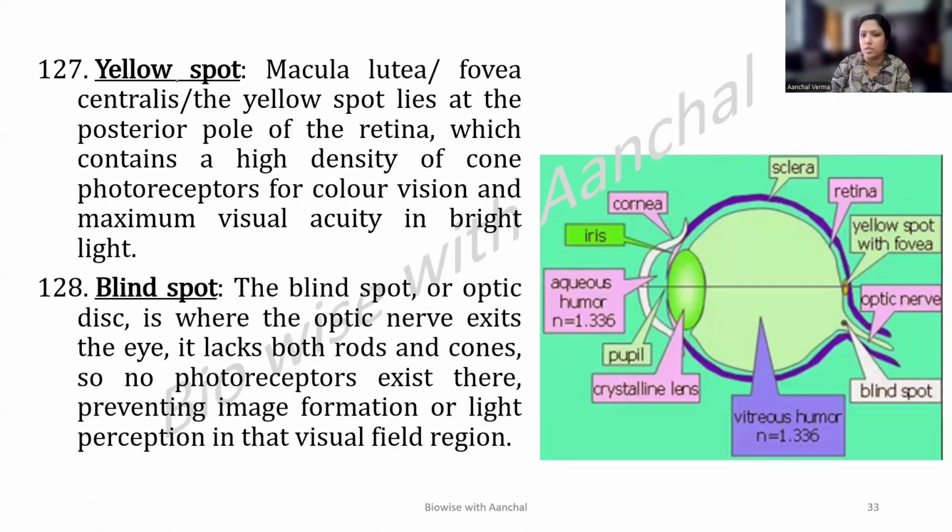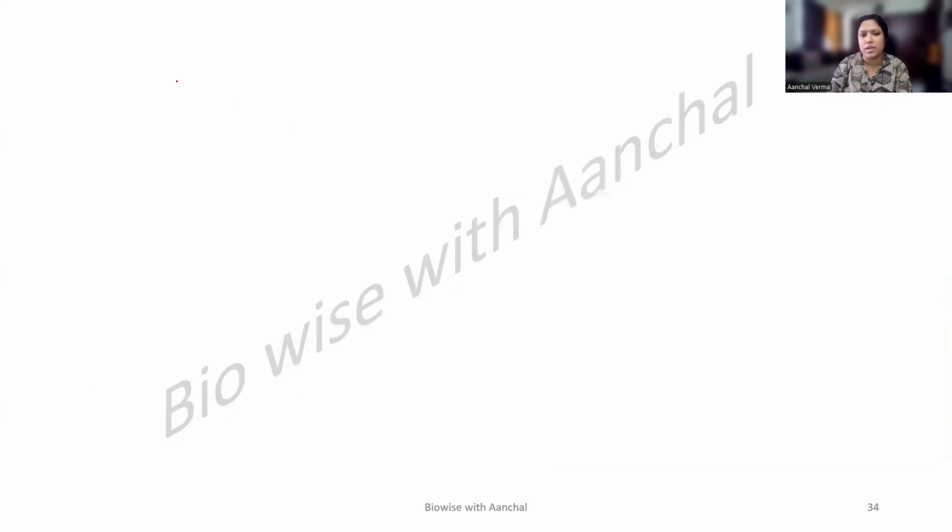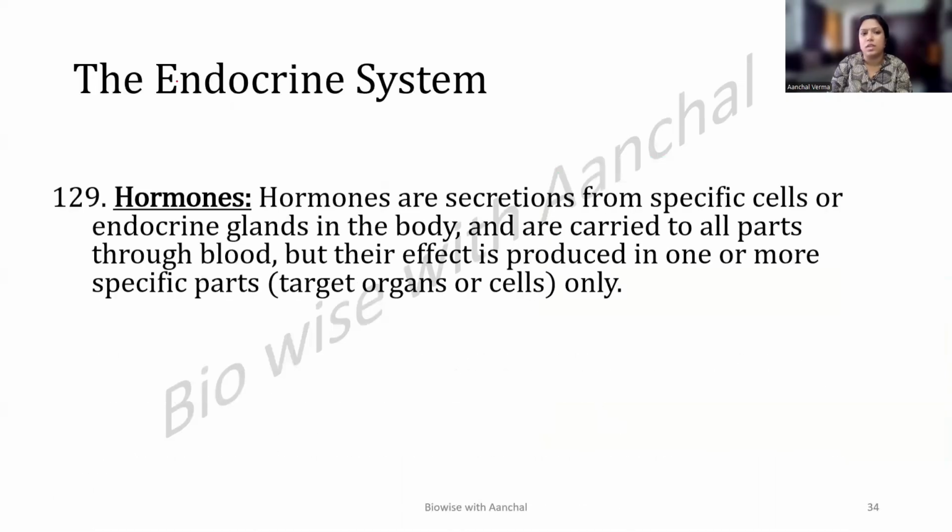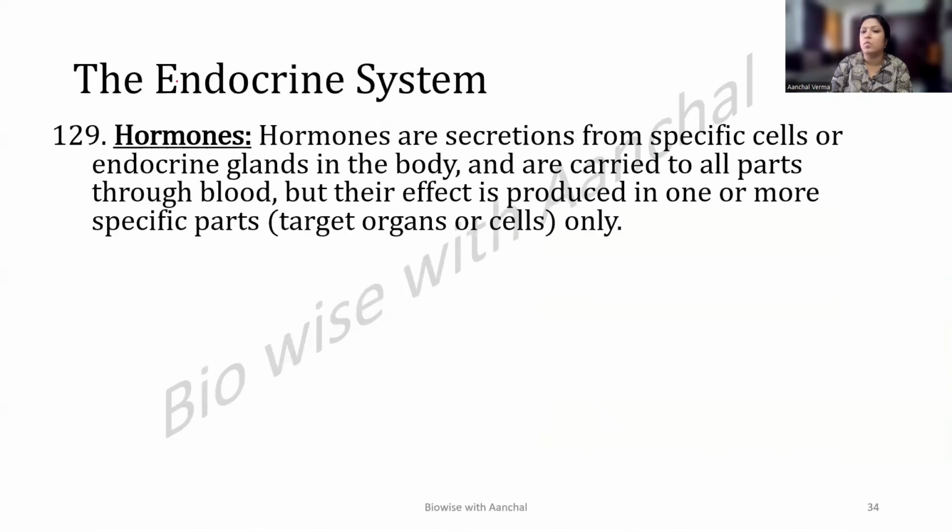Blind spot, no vision. Blind spot or optic disc is where the optic nerve exits the eye. It lacks both rods and cones, not only cones, rods and cones. So no photoreceptor exists there, preventing image formation or light perception in that visual field region. So no image is formed in that area. So therefore no vision.